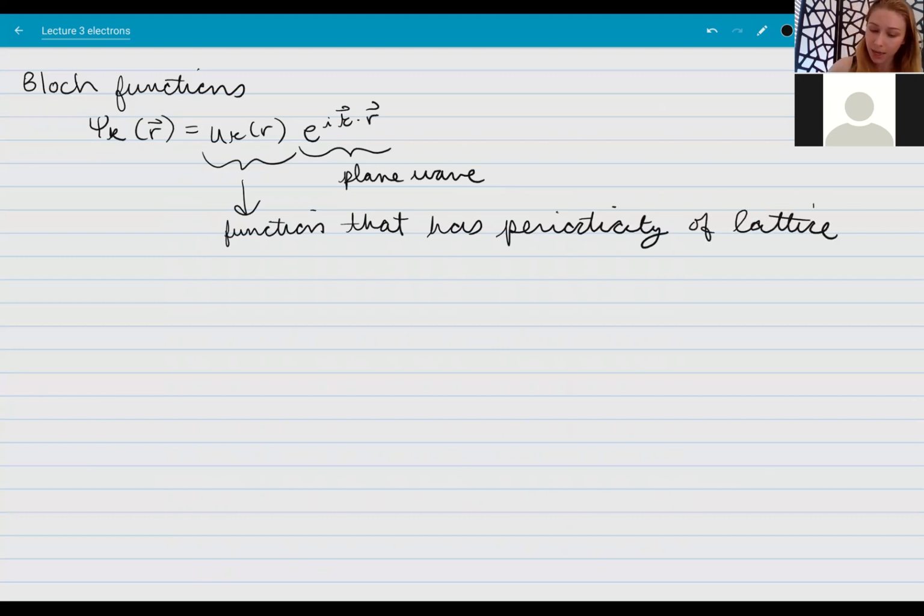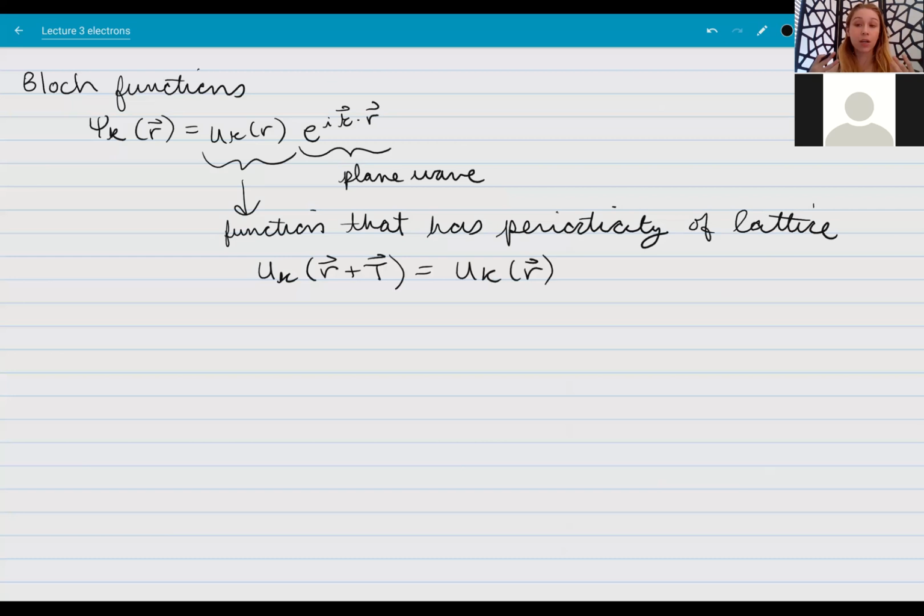What that means is that if you have some translation vector of the lattice, some vector that brings you to an identical point in the crystal lattice, and you can apply it over and over to get you to identical points, then u sub k of r plus this translation vector is just equal to u sub k of r. So this function is invariant under translation by a direct lattice vector.